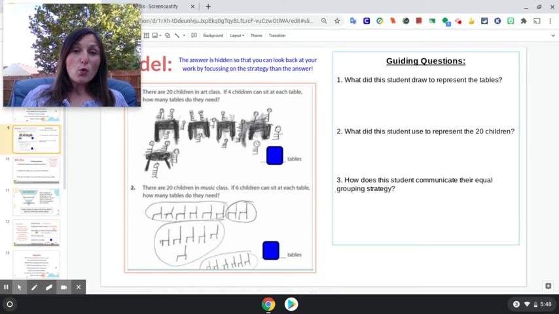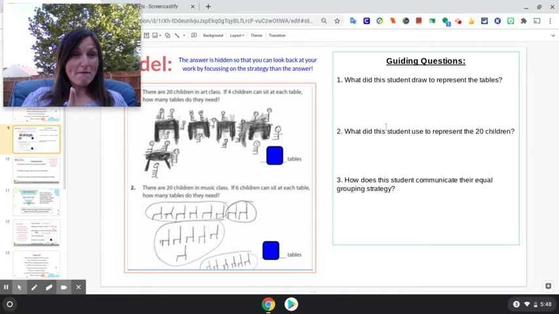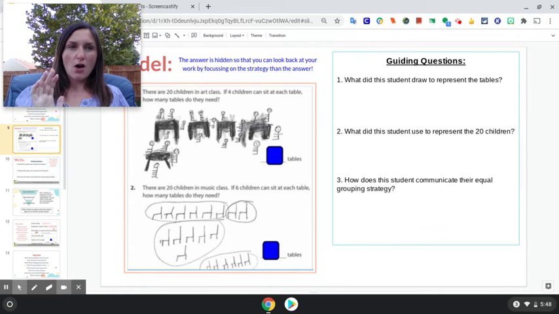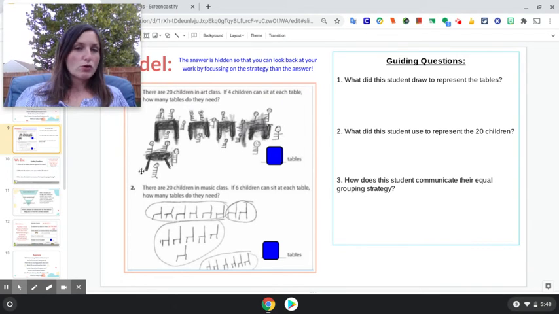All right, so we're going to be looking at this part. This is going to be my first model. I'm going to be showing you another one in a minute of actually working on the work. But right now, we're just going to observe what we've already done. Okay, so this is a piece of student work.